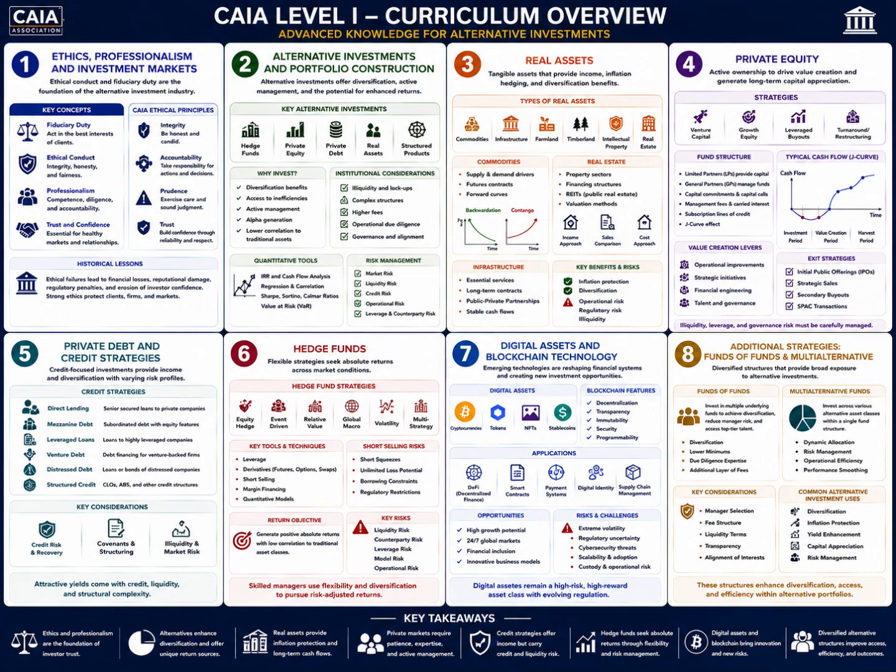Topic 5 explores private debt and credit-oriented alternative investment strategies. Candidates study direct lending, mezzanine debt, leveraged loans, venture debt, distressed debt, and structured credit products. The curriculum emphasizes credit analysis, covenant protections, recovery rates, and bankruptcy procedures, including Chapter 7 and Chapter 11 restructurings.